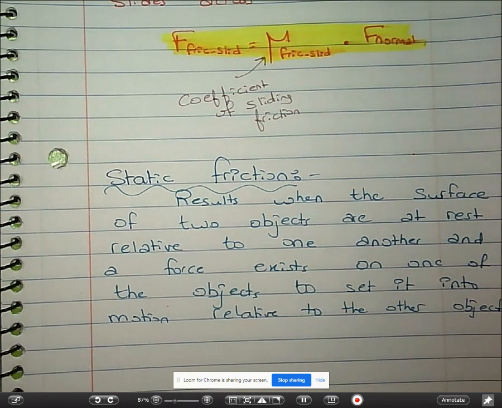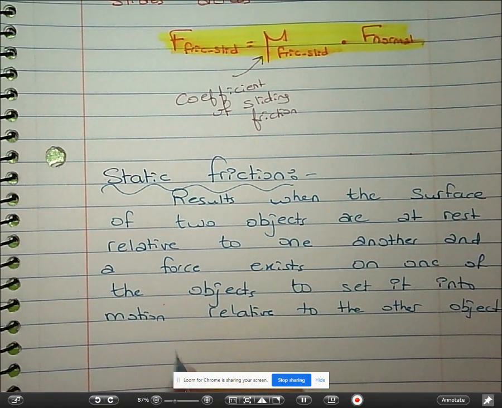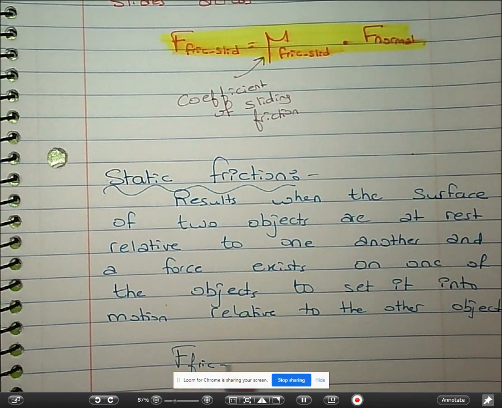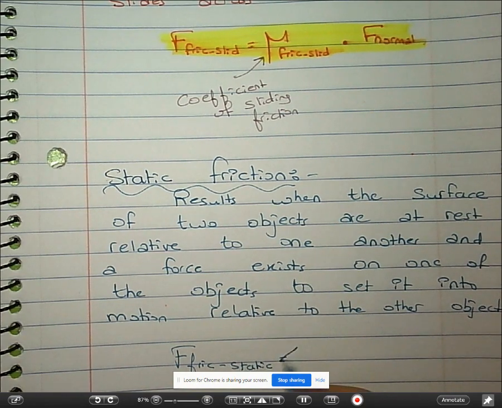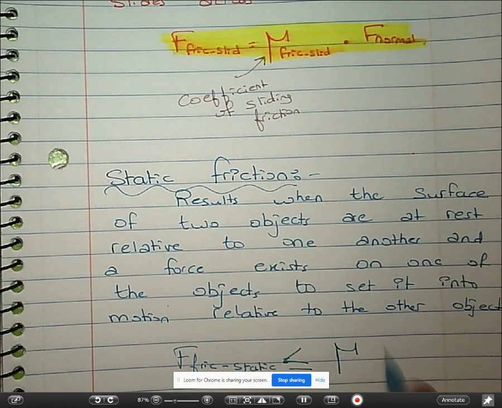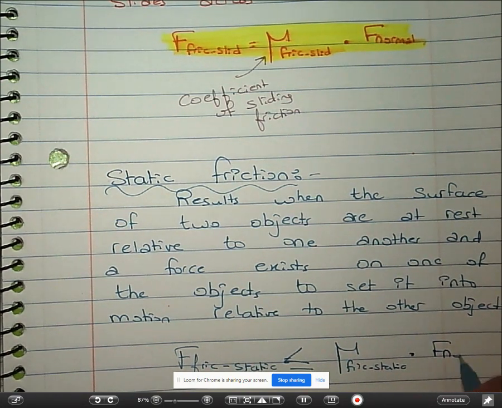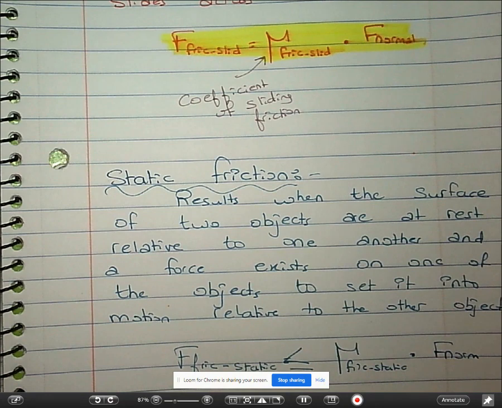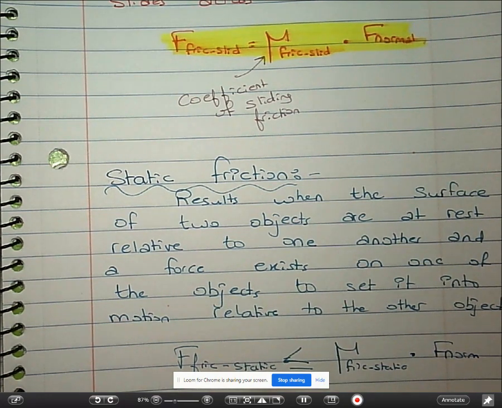Right? You're really not going to see a lot of static friction examples, but I would like to just introduce it to you and tell you that the static friction force formula is usually less than or equal to the coefficient of static friction times F normal. So it's the same formula, but for this one, the friction is usually less than.